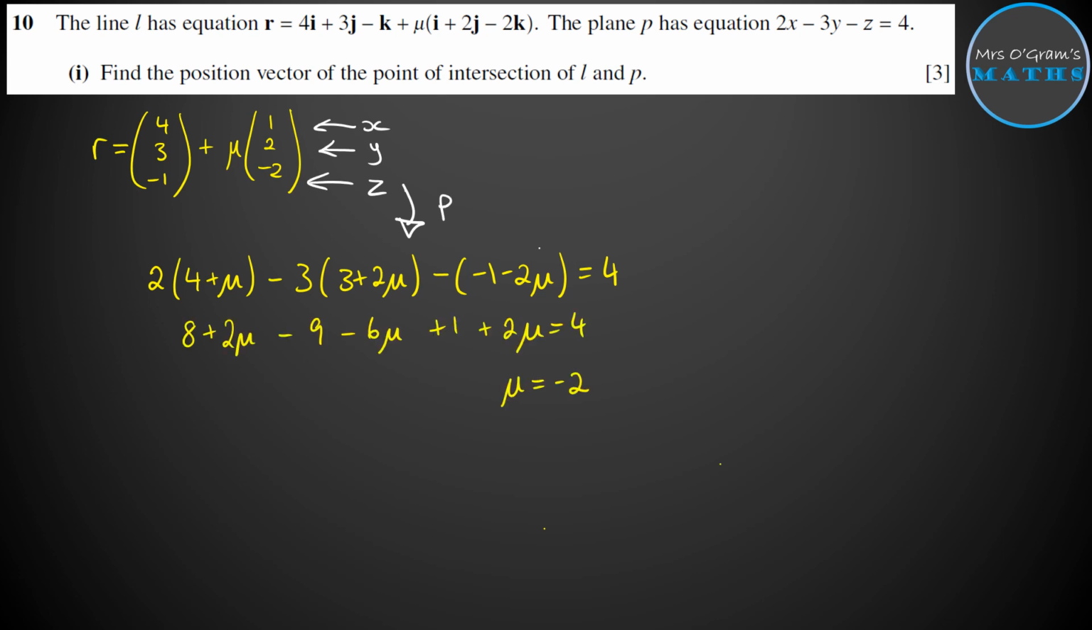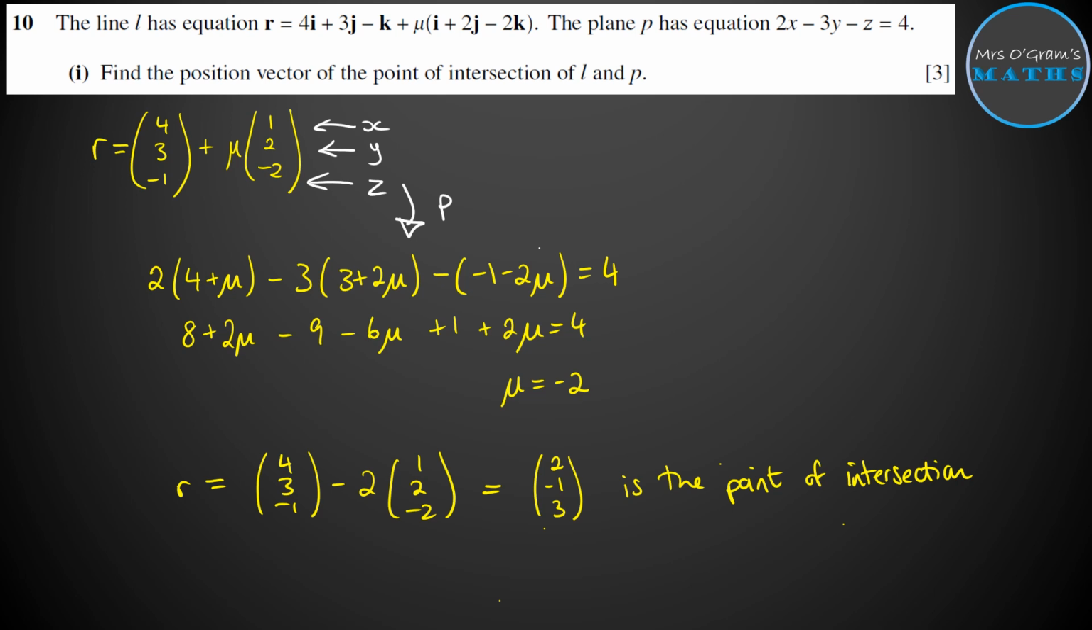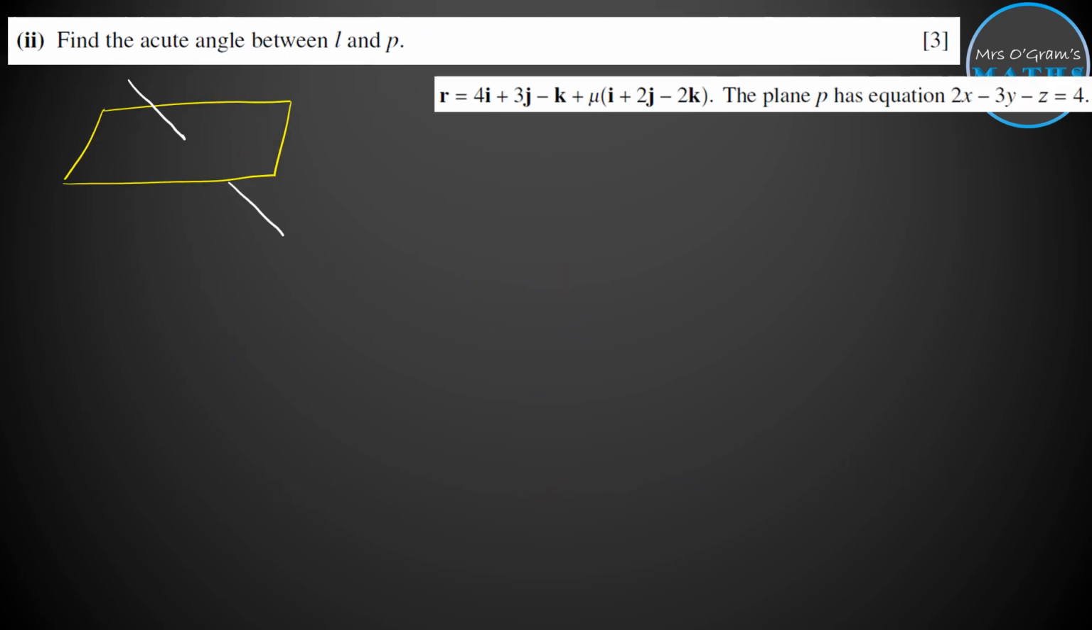So if we work that through, we get mu equals -2, and then substitute that into the equation for the line. If mu equals -2, then we can get all of the other values for the i, j, k components. So (2, -1, 3) is the point of intersection of that line and plane. Now we want to find the acute angle between the line and the plane. So we're looking for this angle just here.